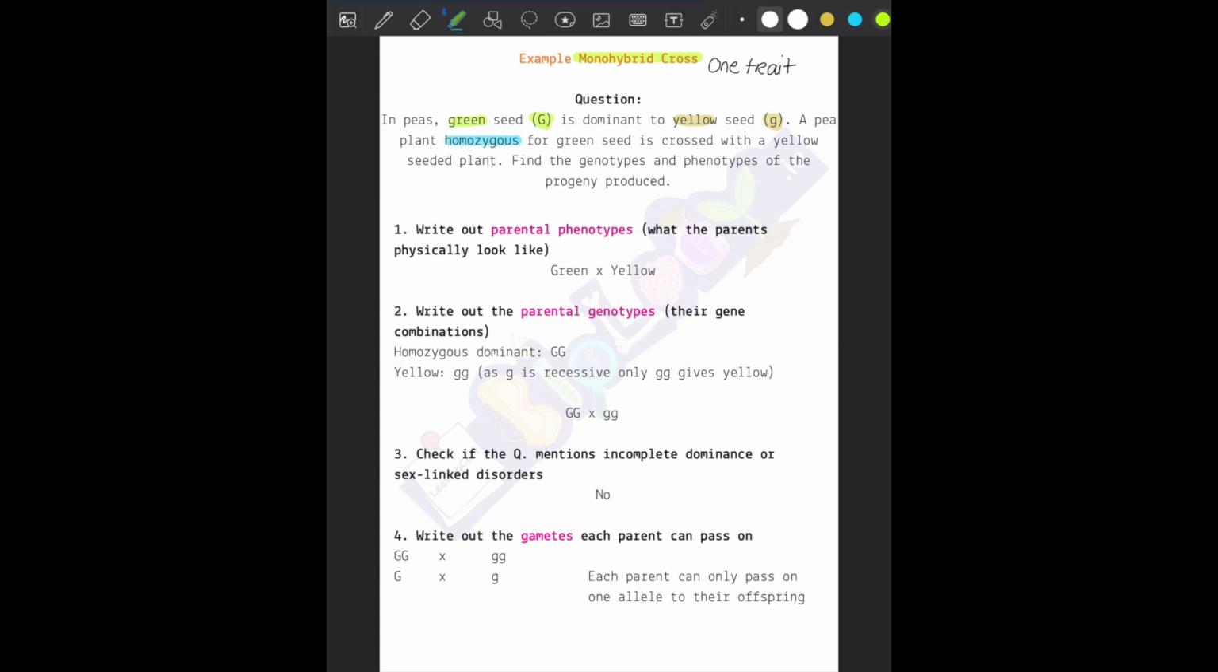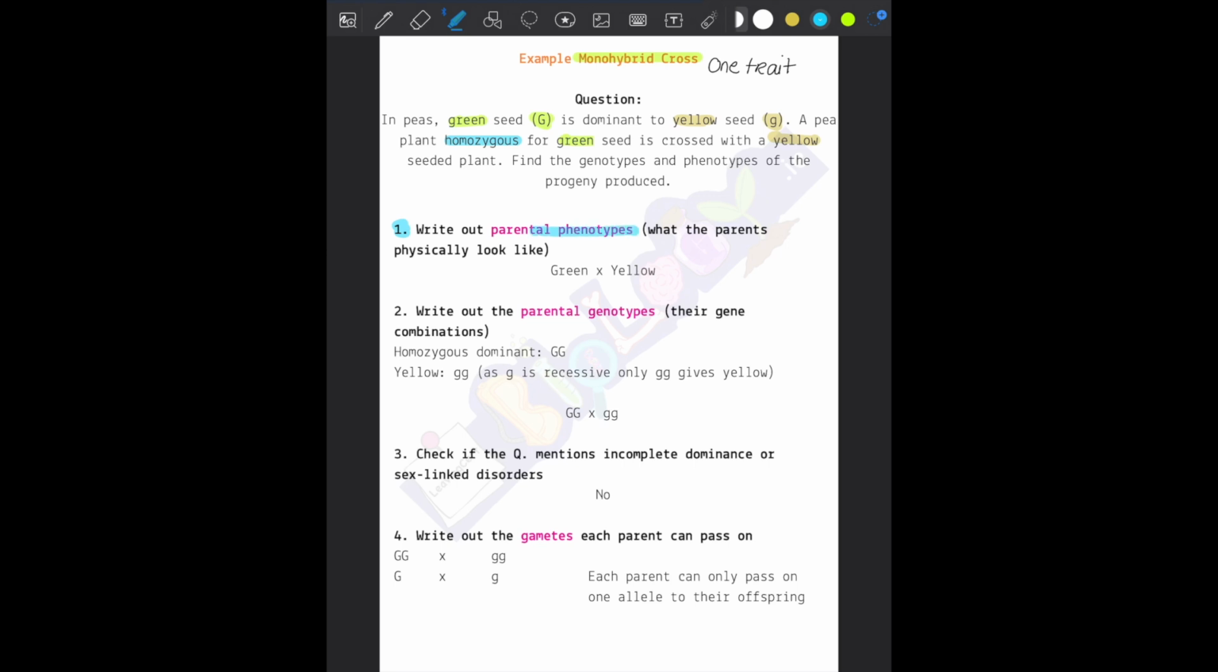Homozygous means the letters are the same. And because it's for green, it means we're going to have two big G's, and that's going to be crossed with a yellow seeded plant. Now there's only one combination of G's that will give me yellow, and that is two small g's.